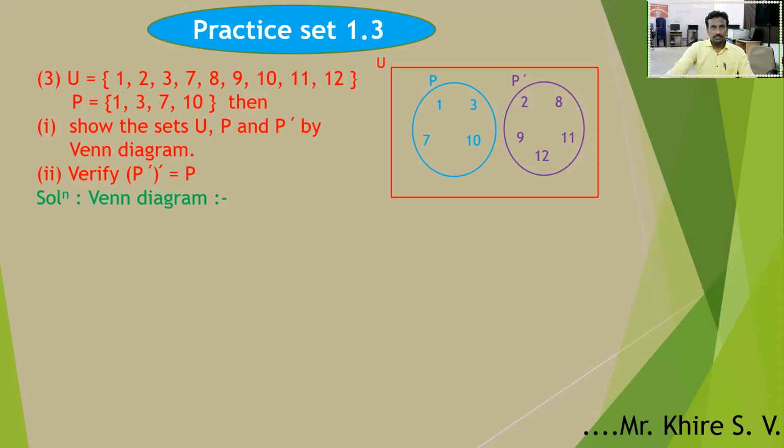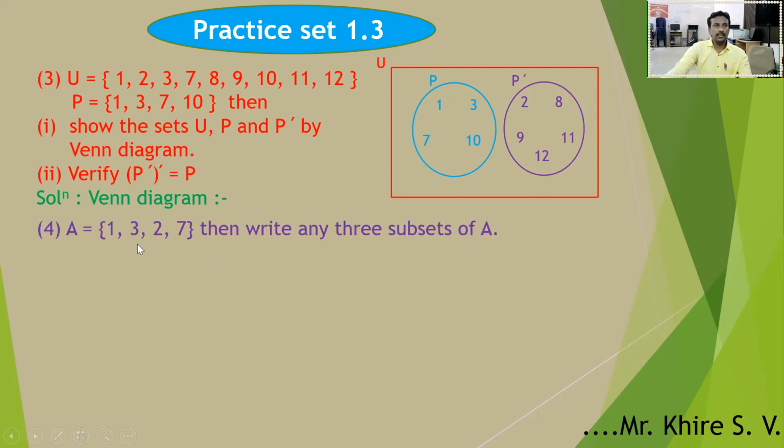Got it? P dash is called P complement. The elements in the set U which are not in set P means 2, 8, 9, 11 and 12. There is no common element between P and P complement. P union P complement is equal to the universal set. Got it? Therefore complement of P complement is equal to P. Got it?